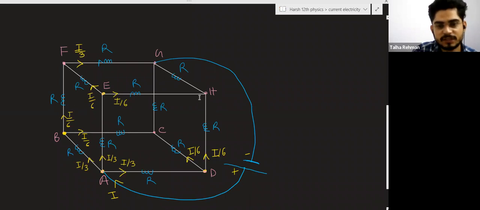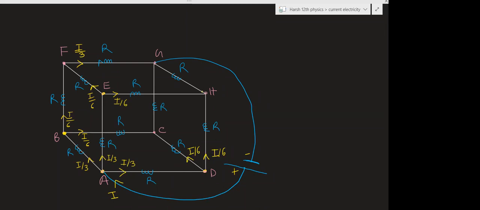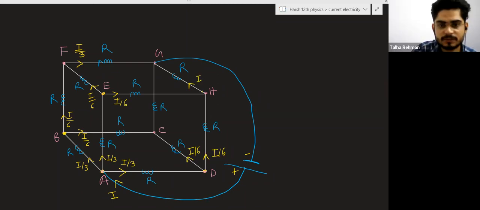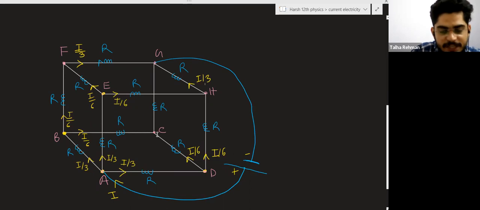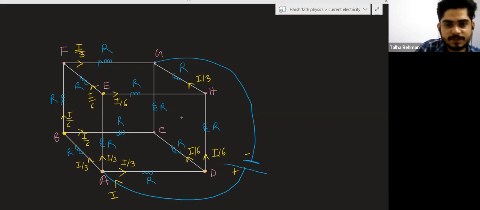Now move in this direction. Come to this point H. I by 6 is coming from here and I by 6 is coming from here, so I by 3 will go in this direction. Now let us come to point C. I by 6 is coming from here, I by 6 is coming from here. Now what is the current in this branch? Here again the current will be I by 3.